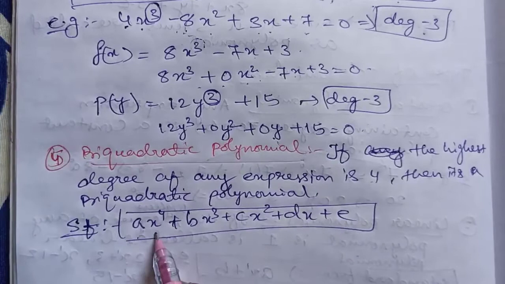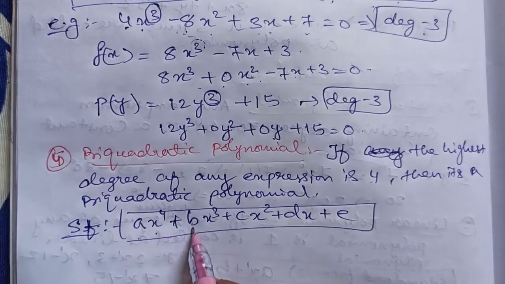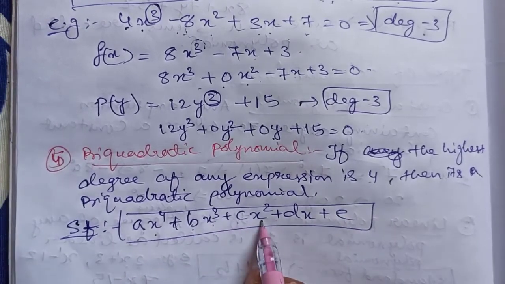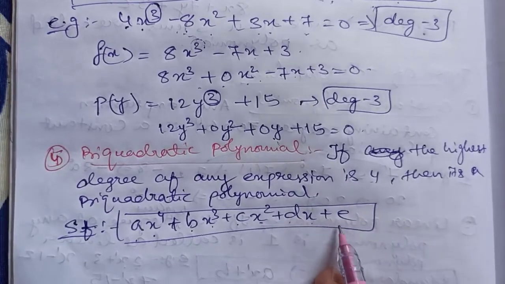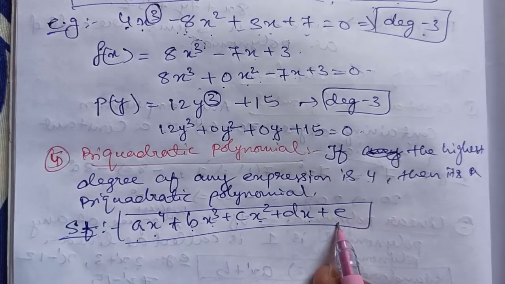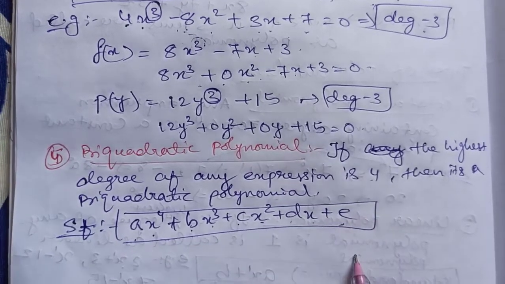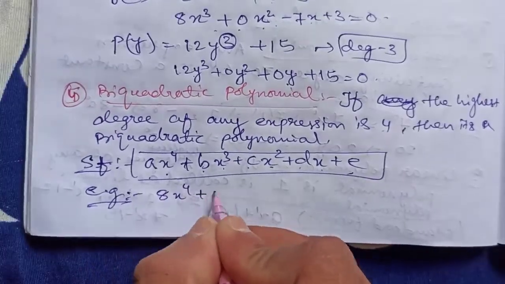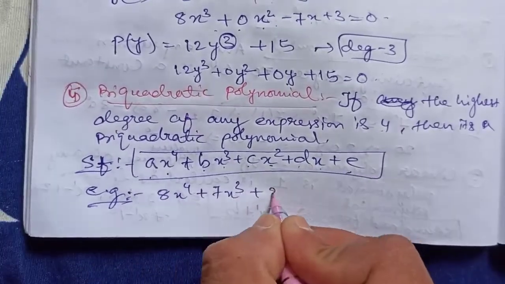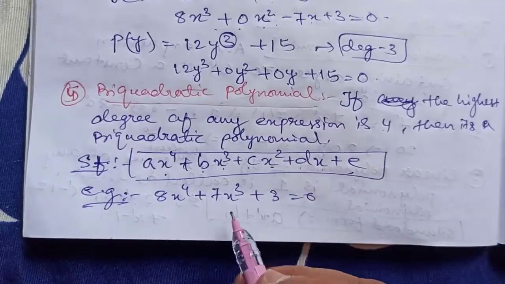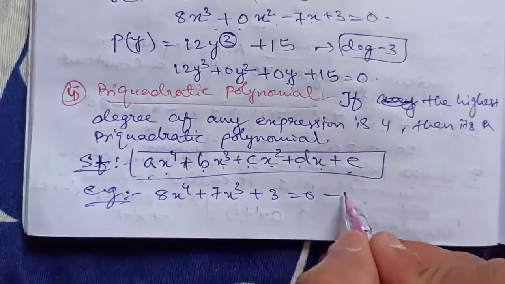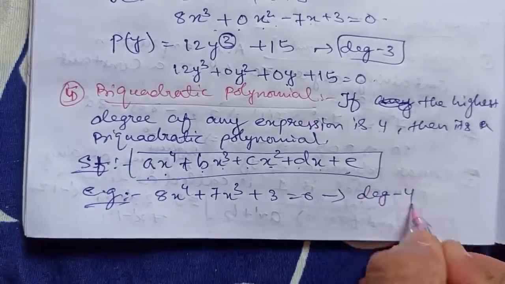What is a? A is the coefficient of x to the power 4, b is the coefficient of x cube, c is the coefficient of x square, d is the coefficient of x, e is just a constant term. Okay, we will see some examples. 8x to the power 4 plus 7x cube plus 3. Is it a biquadratic polynomial?